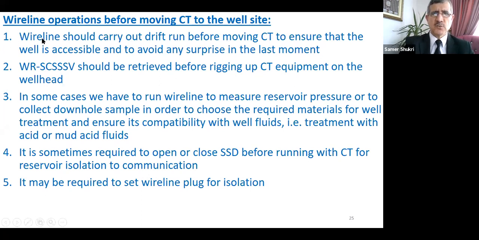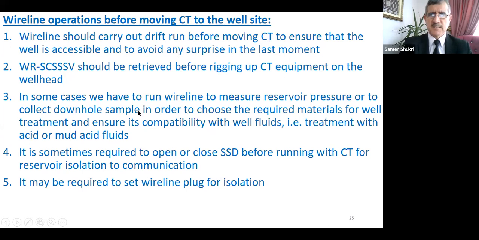Before we move coiled tubing to the well site, we have to do some wireline operations just to ensure that the tubing is accessible and avoid last minute surprises, so we can do a drift run or accessibility run. If there is a subsurface safety valve, wireline retrievable, we can retrieve it also before rigging up the coiled tubing equipment to the wellhead.